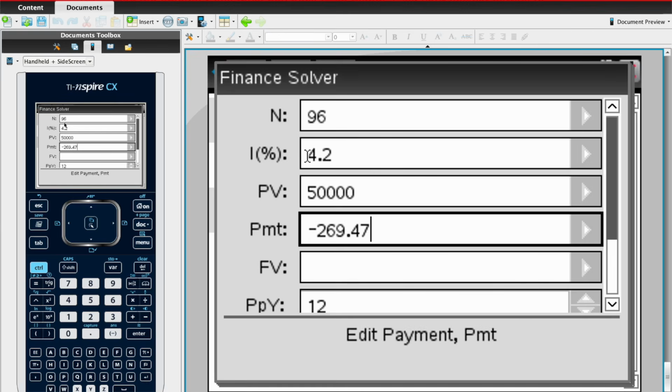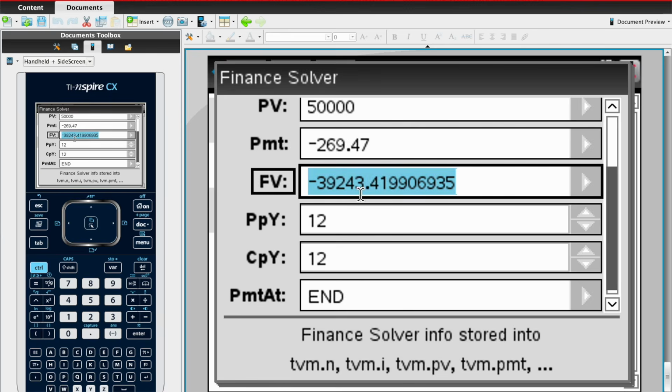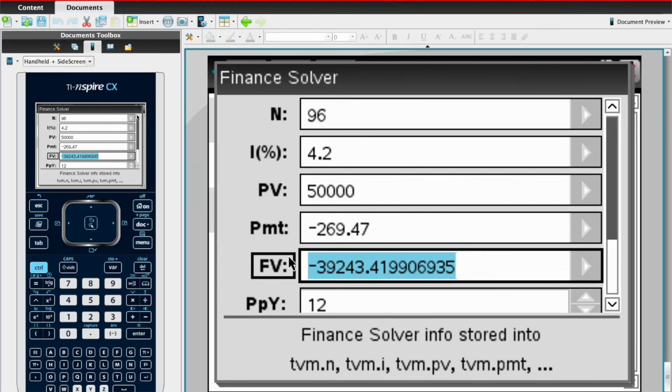So 96 payments, 4.2%. Initial loan is $50,000. This is good. Let's find out the size of this loan at the end of 8 years. Okay. So $39,243.42. 42 cents. That's what she owes at the end of 8 years, and that's what she's going to pay off in one big payment.